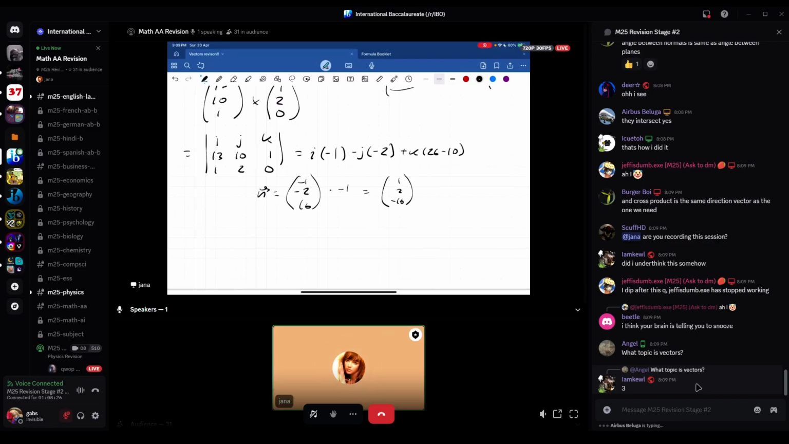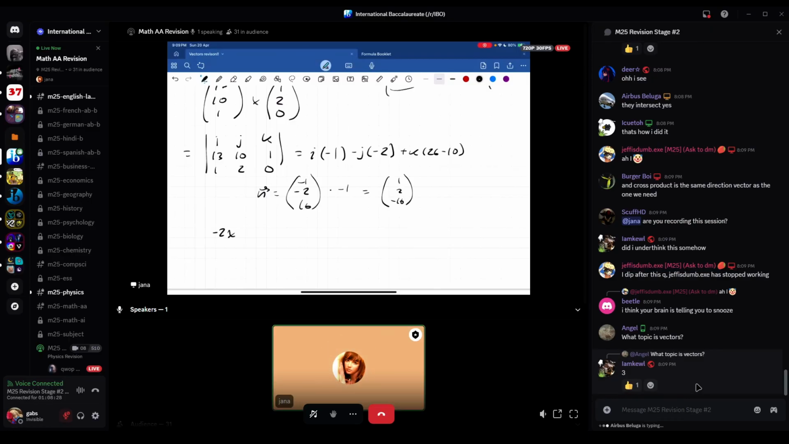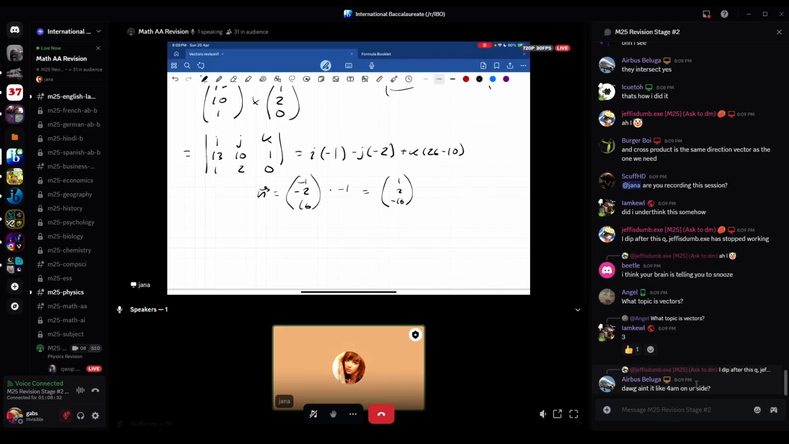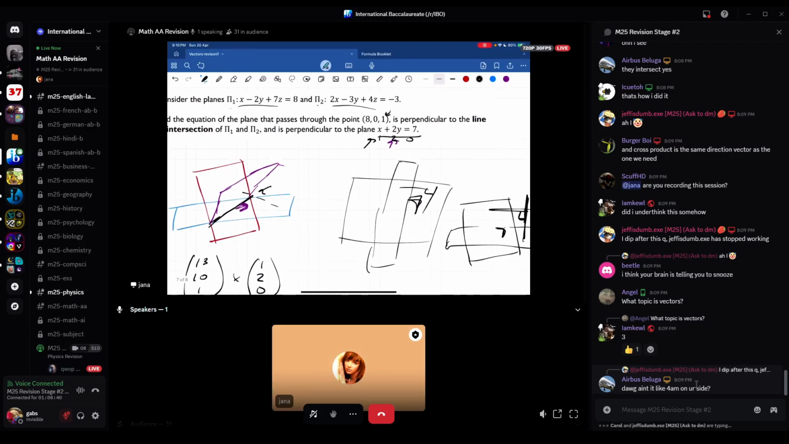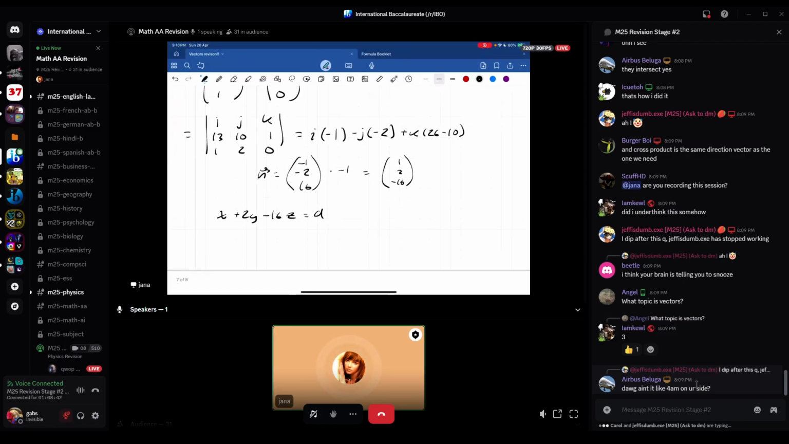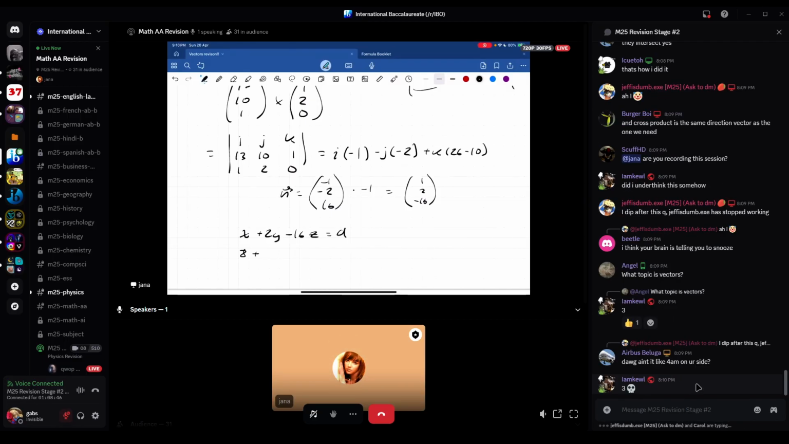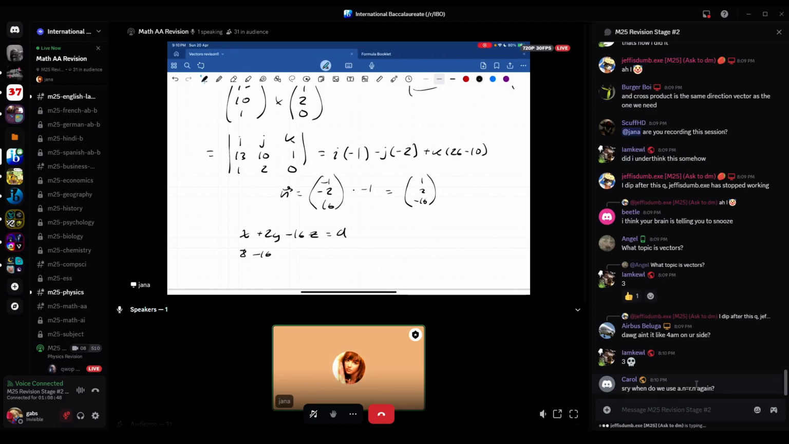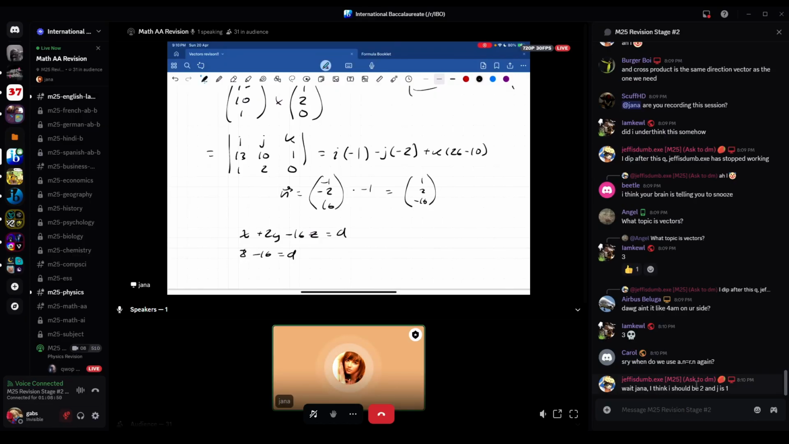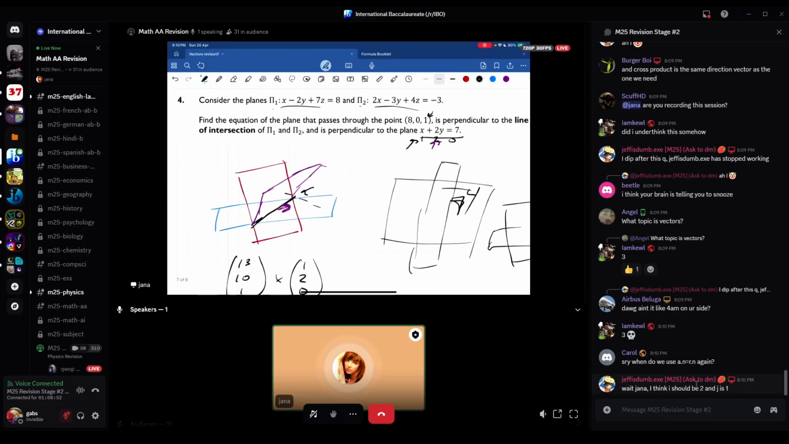Right, so now we can write the Cartesian equation of a plane as x plus 2y minus 16z equals d. And we know that it goes through this point, 8, 0, 1, so we can substitute that in. So 8 plus 8 minus 16 is d. No, sorry, wait. 8, 0, 1.